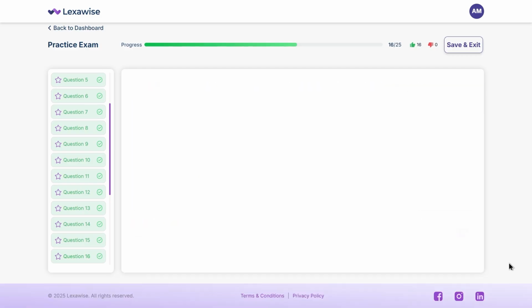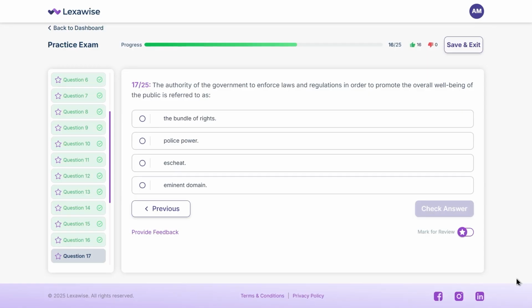Next one. The authority of the government to enforce laws and regulations in order to promote the overall well-being of the public is referred to as A. the bundle of rights, B. police power, C. a sheet, D. eminent domain. Think about it.